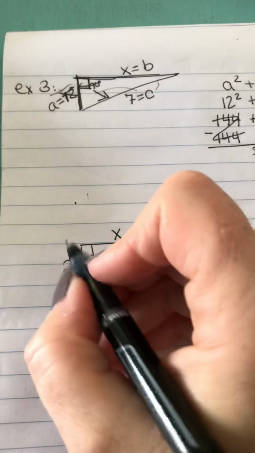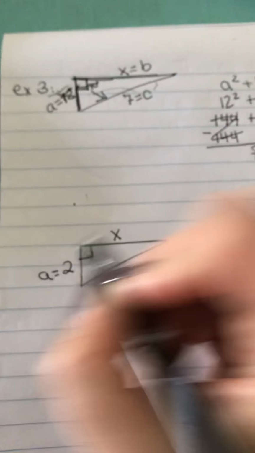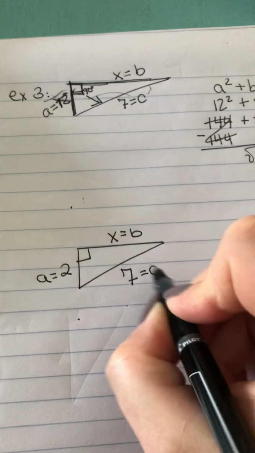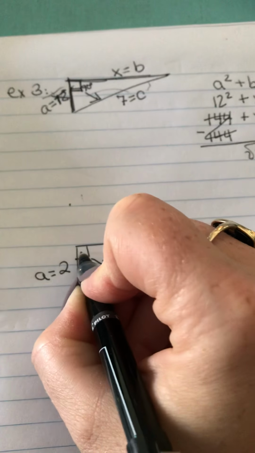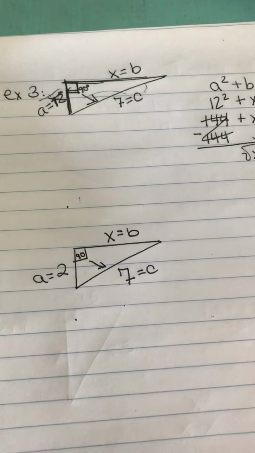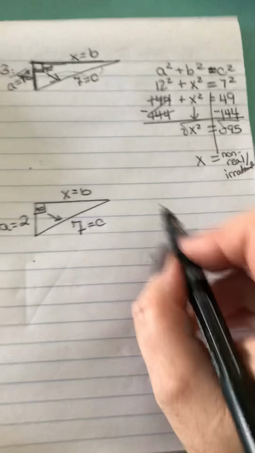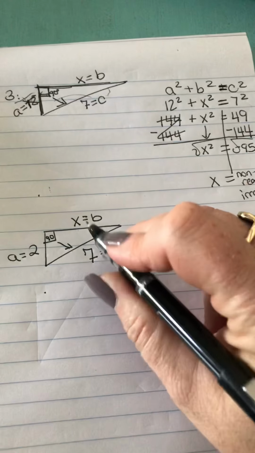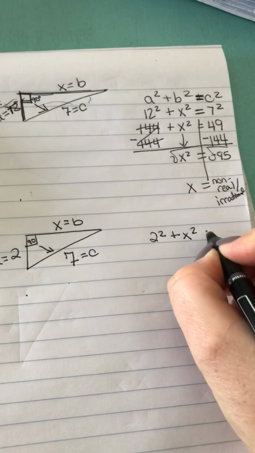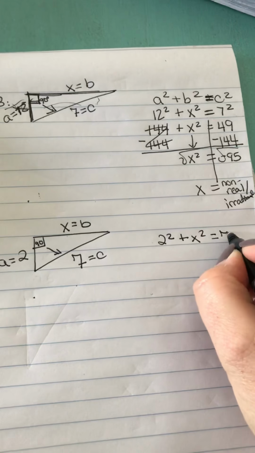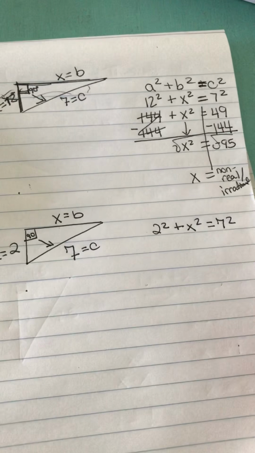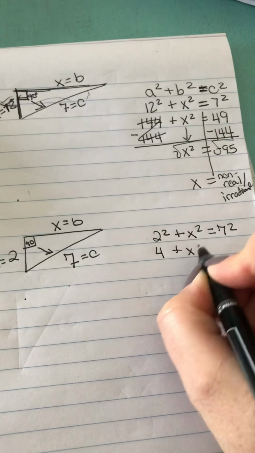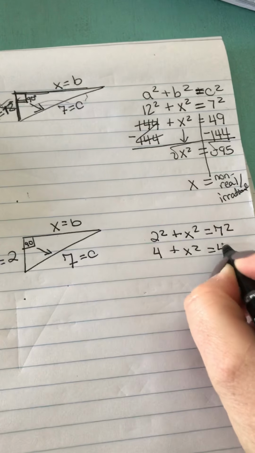So let's do this the right way, okay? A is going to equal 2. B, we're plugging in where X is. And then C, because it's opposite the 90. Okay, sometimes it's helpful to write 90 in there. Opposite the 90, because that's the hypotenuse is C. Okay, A squared. So we're talking 2 squared plus B, which is X. So X squared equals, and then C is 7 squared. That looks a lot more manageable. All right, 2 squared, 2 times 2 is 4, plus X squared equals 7 times 7, which is 49.